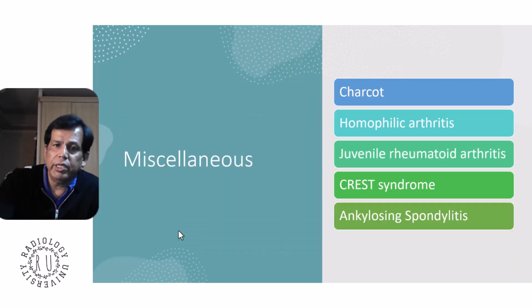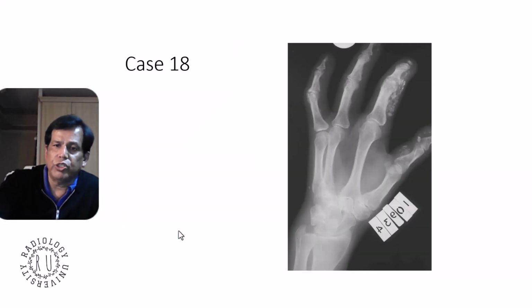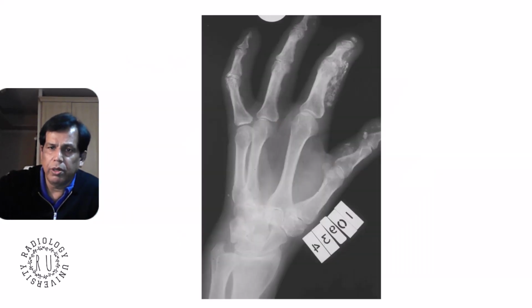We go to miscellaneous conditions. Some of them we'll just quickly go over because they may or may not come up routinely. So this is case 18, a soft tissue calcification pattern in the digits of the thumb and the index finger. Acrosteolysis, one of the digits is missing. Can you see? 1, 2, 3, 4. Number 3 is missing, which is the middle finger.